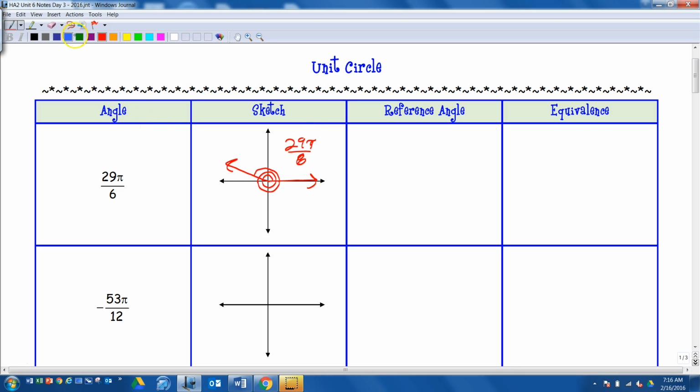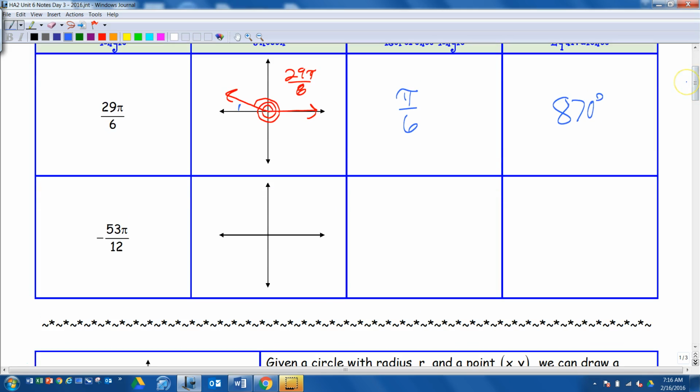And then because of that, there's an extra pi over 6 we need to get to 30. So that's our reference. And the equivalence of 29 pi over 6, just type that in your calculator and you get 870 degrees. Again, multiply by 180, the fraction. And then negative 53 pi over 12.